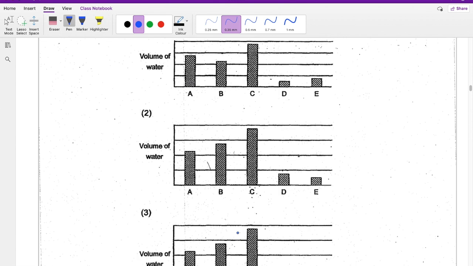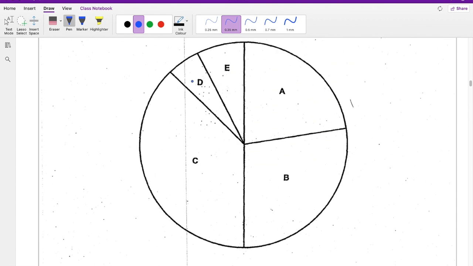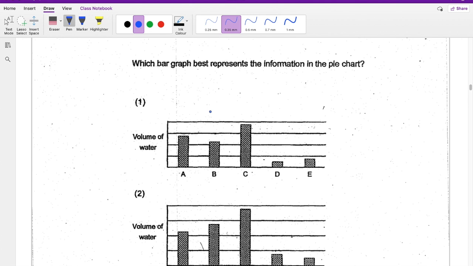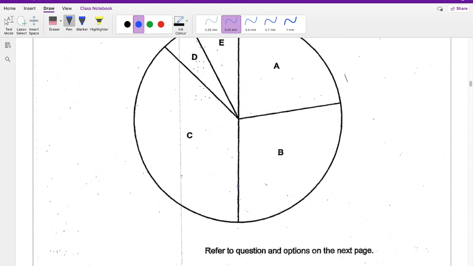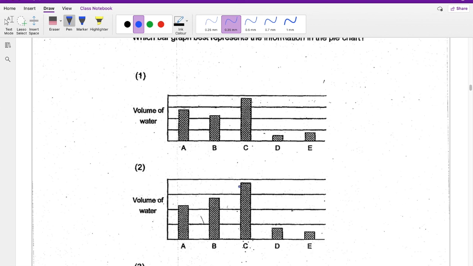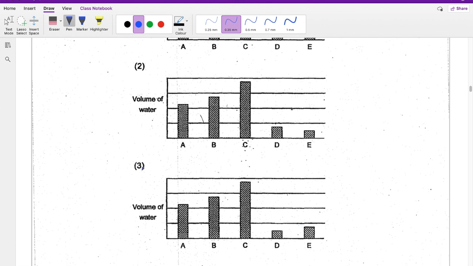C, B, A, E, D, right? This one is C, B, A, D, E. Well, it's wrong, right? E is larger than D. So the answer is C, B, A, E, D. So this is the answer.